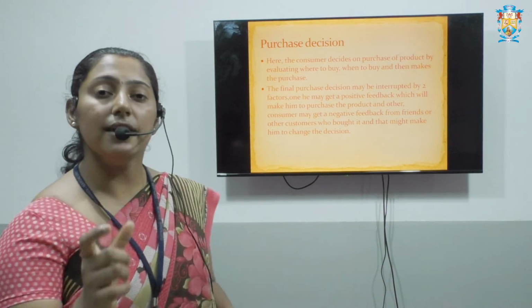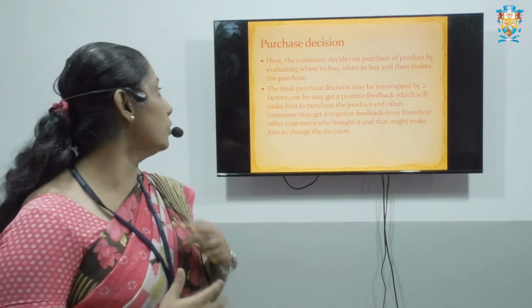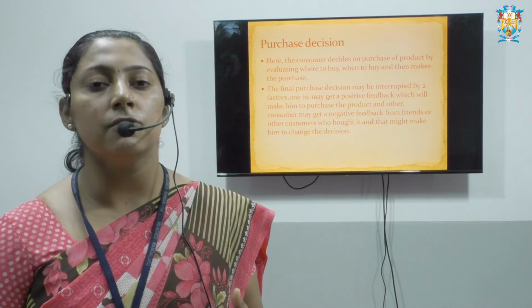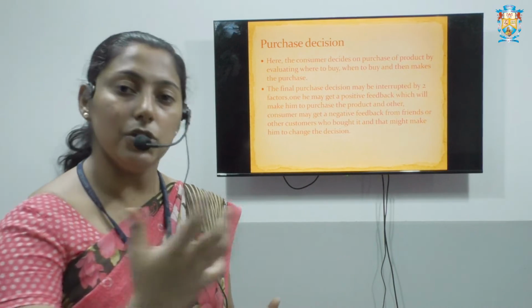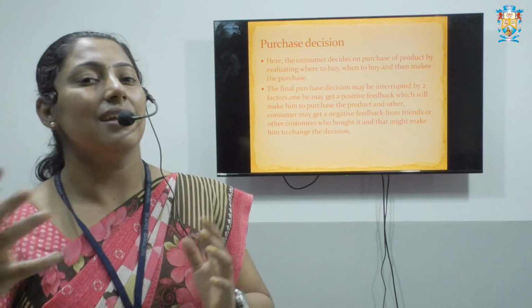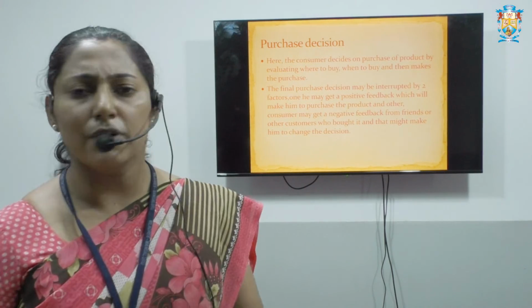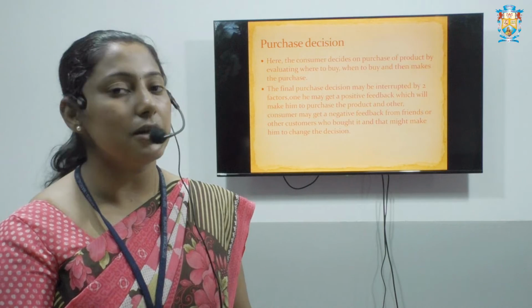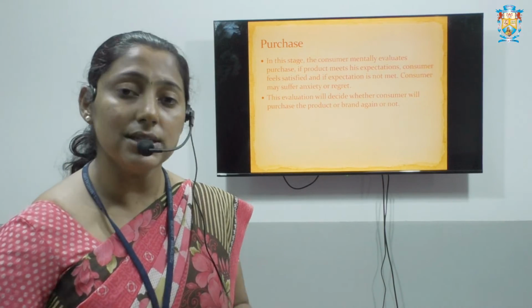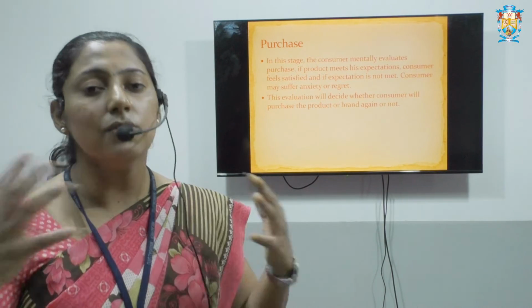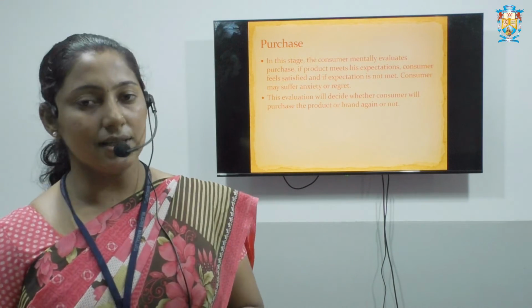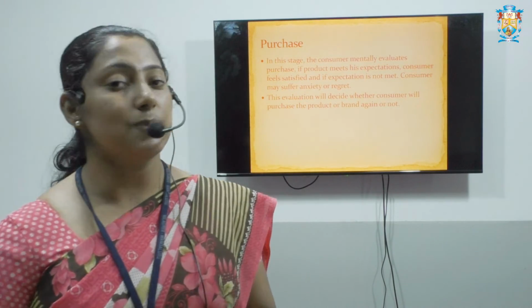So here the final purchase decision is interrupted in two ways. He might get positive feedback. When he gets positive feedback regarding a particular product, you will purchase it. And when you get negative feedback from your friends or relatives, you will depart from purchasing that product. So it's very simple. Purchase decision means purchasing the product after looking into the alternatives, choosing one of the best alternatives and then purchasing that product according to those specifications.